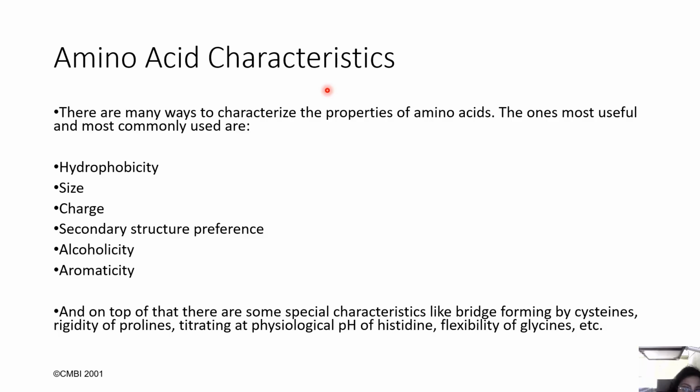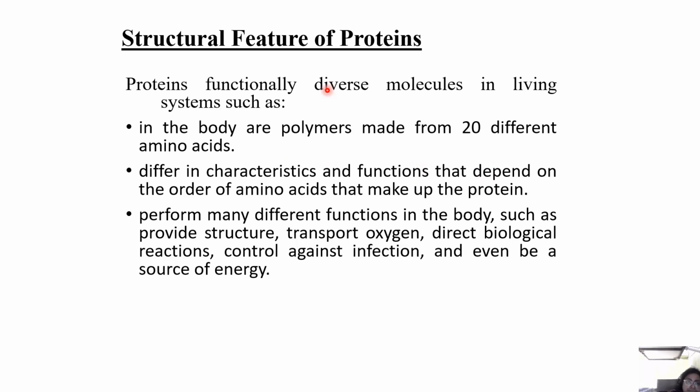There are many ways to characterize the properties of amino acids. The most useful and commonly used are hydrophobicity, size, charge, secondary structure preference, alcoholicity, and aromaticity. On top of that, there are some special characteristics like bridge forming by cysteines, rigidity of prolines, titrating at physiological pH of histidine, flexibility of glycines, etc.